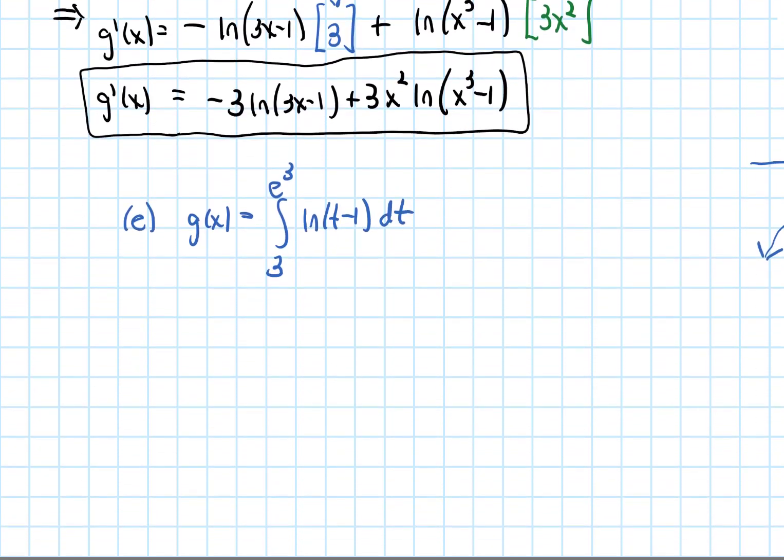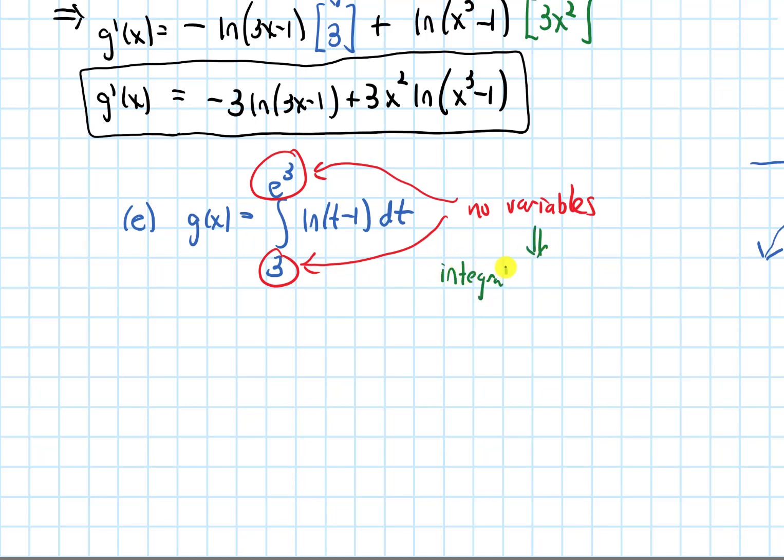All right, let's do one final part to this example. We're going to do part E, where we have the integral of the same function, but now our limits of integration are 3 and e to the third. So I notice here that both of these have no variables in them. No variables in that 3, no variables in that e to the third. So this is just going to be some finite area. So this integral is going to be a constant number. It's not going to be in terms of a variable.